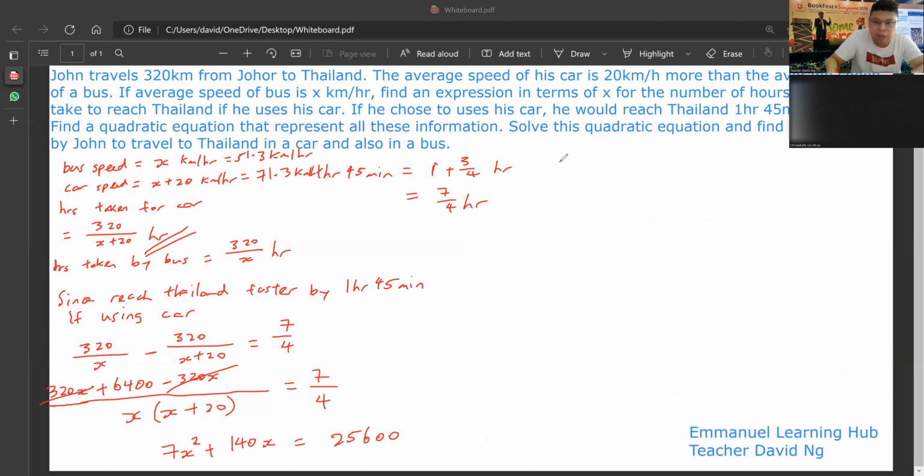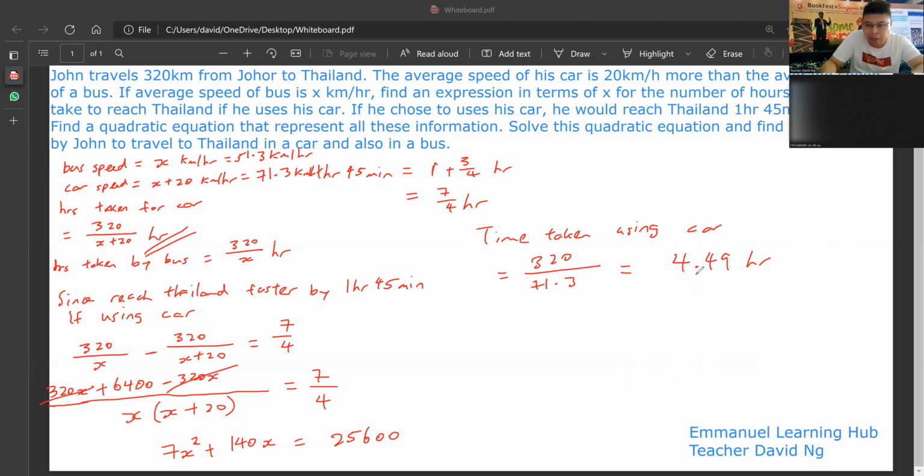Okay, so time taken, right? Time taken using car. 320 over 71.3. Okay, hours are 4.48 hours. Okay, 4.488, 4.49 hours.